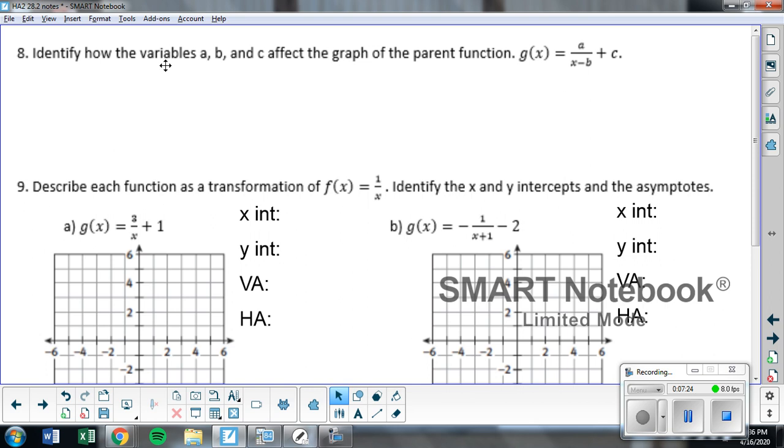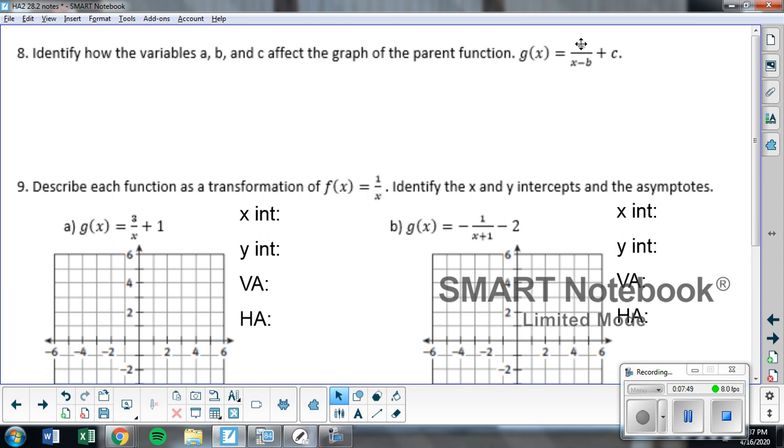8. Identify how the variables a, b, and c affect the graph of the parent function. All right, let's go in order. What happens first? Usually it's the left and right, so it's that b value. So b is going to move it left to right, opposite of what it looks like because of that negative. A is a vertical stretch or shrink. And then c is going to be up or down.